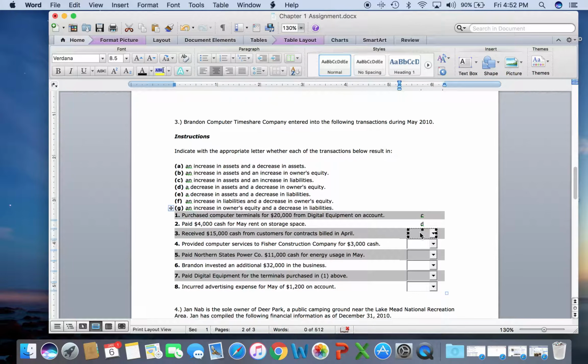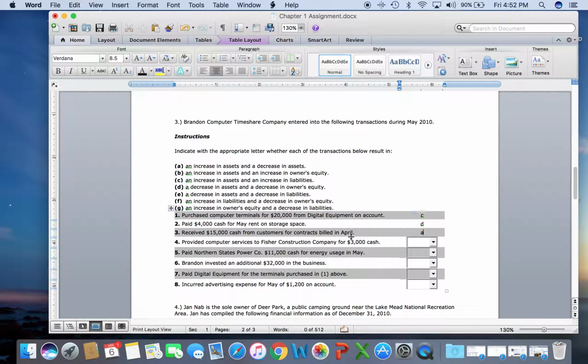Received $15,000 cash from customers for contracts billed in April. That means they owed you money on account. So first of all, you received cash. That's good. Your asset went up, except your accounts receivable, which is also an asset, went down. So it's going to be A, an increase in assets and a decrease in assets.